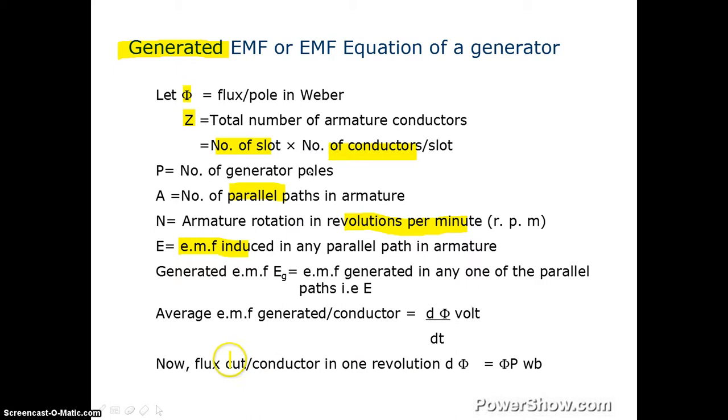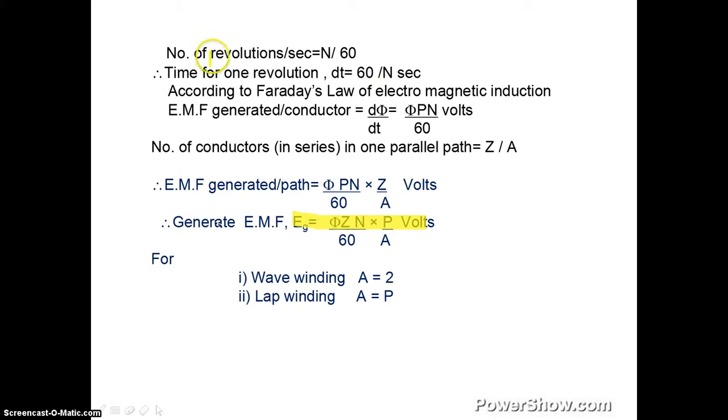The flux cut by each conductor in one revolution is phi times P. The number of revolutions per second is N by 60, so the time for one revolution is 60 by N seconds. According to the law, the EMF generated per conductor is dphi by dt, which is equal to phi times P times N by 60.